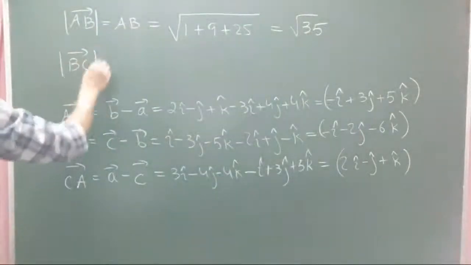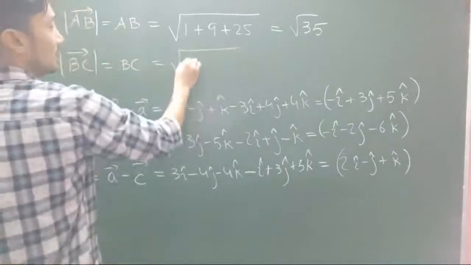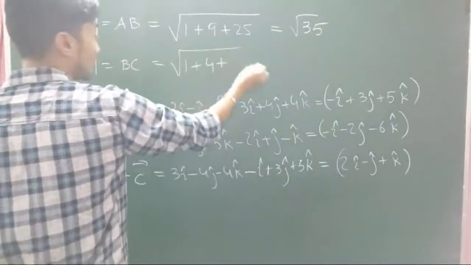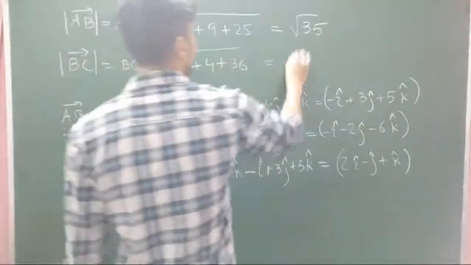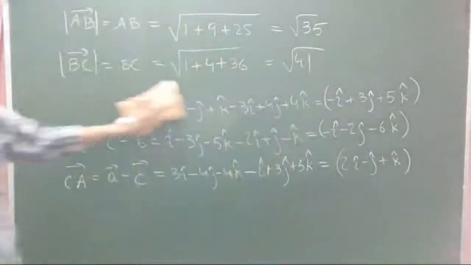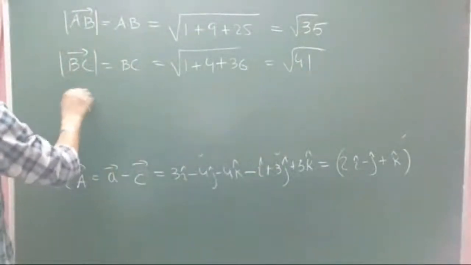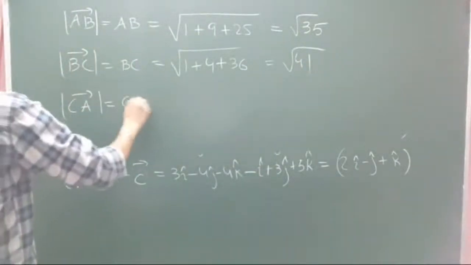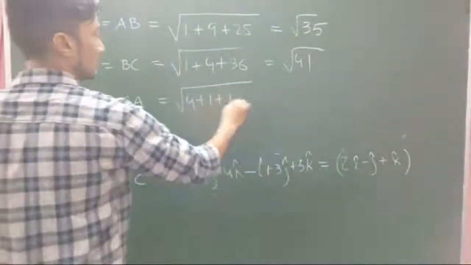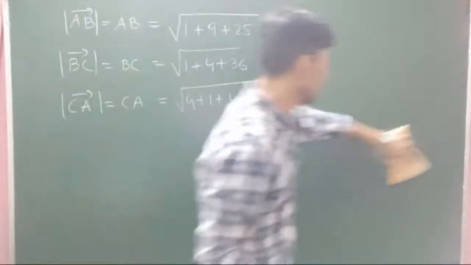BC vector, that is magnitude BC, would be minus 1 square, 1, I'm writing it directly, minus 2 square, 4, minus 6 square, 36. So that would be 36, 40, 41. Then finally vector CA. Almost done. So CA would be 2 square, 4, minus 1 square, 1, minus 1 square, 1, so 4, 5, 6. No problem. Okay, now you check.